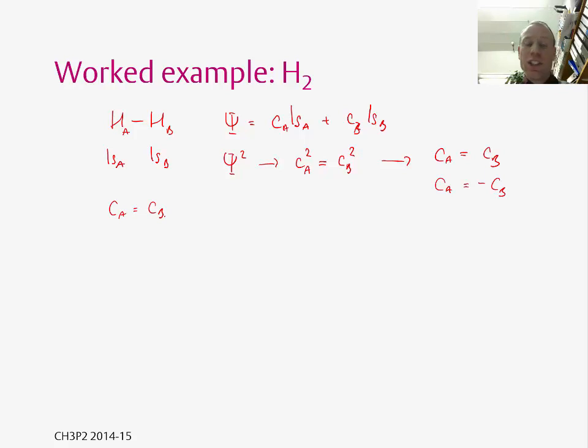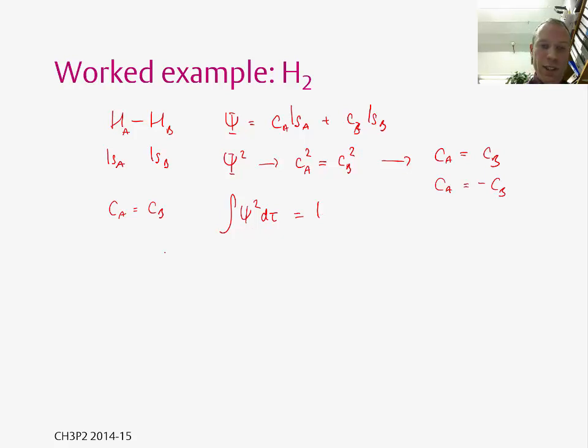Now, the first thing we need to do when looking at this linear combination is actually try and work out what Ca and Cb are. And the best way to do this is by remembering that molecular orbitals or atomic orbitals need to be normalized. So if an orbital is normalized, this means the integral of the orbital over all space has to equal 1. So this means that electrons are in the orbital somewhere.